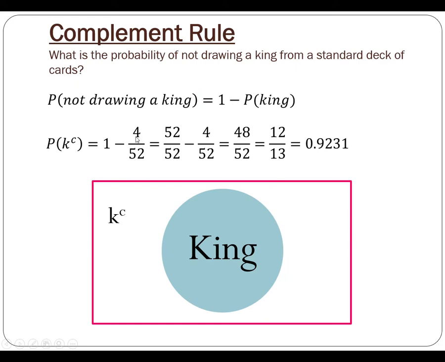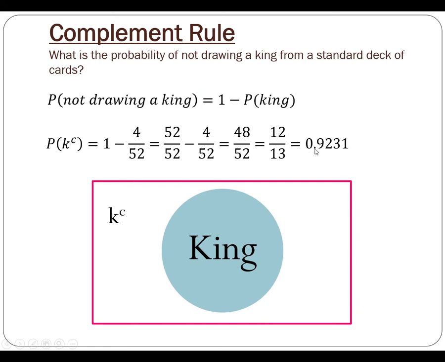And the reason we're doing this is because it's easier to count up the number of kings than it is to count up all the other cards. So 1, if you recall, can be changed to 52 out of 52. That's equivalent to 1. And then this would be 4 out of 52 right here. So 52 minus 4 is 48. We have a common denominator right there since we're doing subtraction. So that would be 48 out of 52, or it could reduce to 12 out of 13.